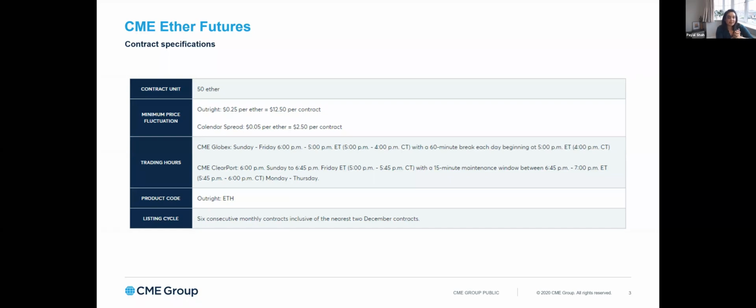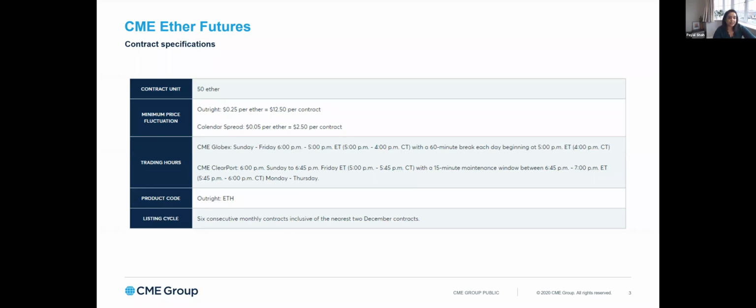As I said, Ether is our third crypto product, behind Bitcoin futures, which we launched in 2017, and Bitcoin options, which we launched in 2020. And it's our second token, and making this step really cements our commitment to cryptocurrency. The contract offers the benefits of trading on a regulated venue with deep liquidity, transparent price discovery, and gives folks the tools that they need to manage risk and volatility. So let's start by unpacking the contract a little.